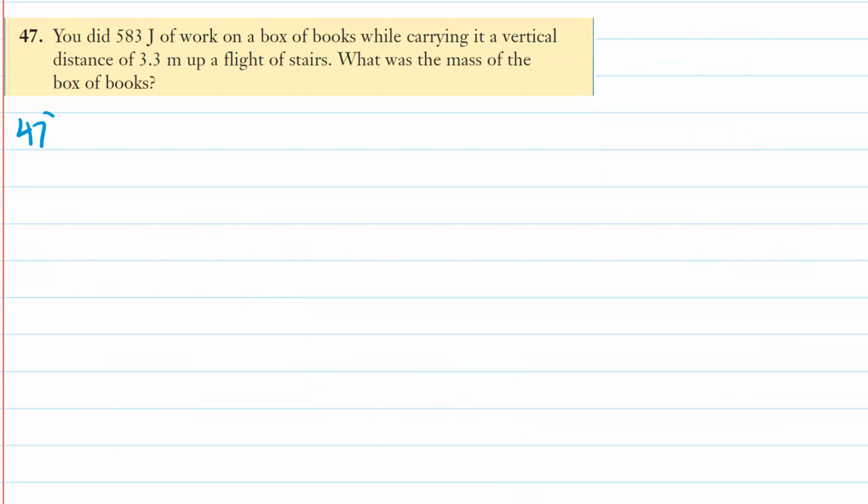Number 47 here. We did a certain amount of work on a box of books while carrying it a vertical distance of 3.3 meters up a flight of stairs. Essentially, we lifted up all these books 3.3 meters high. We know that since we did work on an object, that work is going to be transferred to the object and give the object energy. If the books are above a certain height, then we gave that object gravitational potential energy.